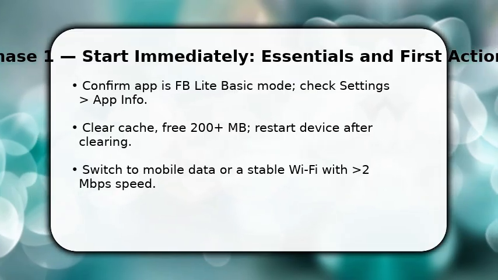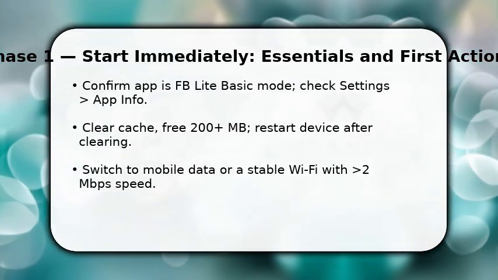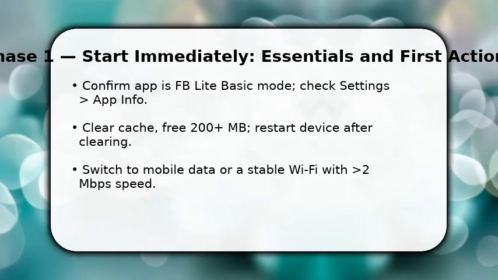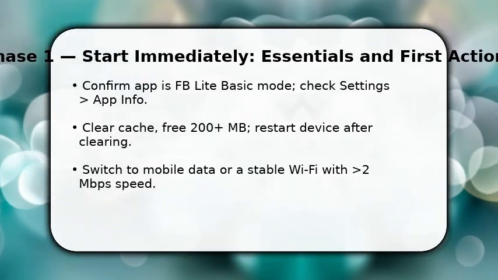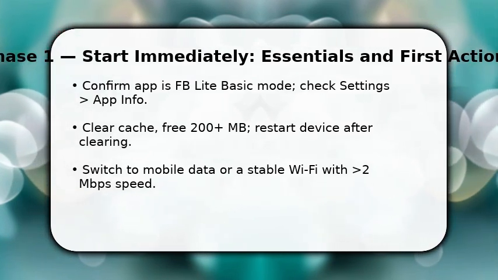If Wi-Fi is flaky, switch to mobile data or a stable network above 2 megabits per second. This avoids partial loads. Make sure background data is allowed, because basic mode needs steady connectivity to rebuild its interface.